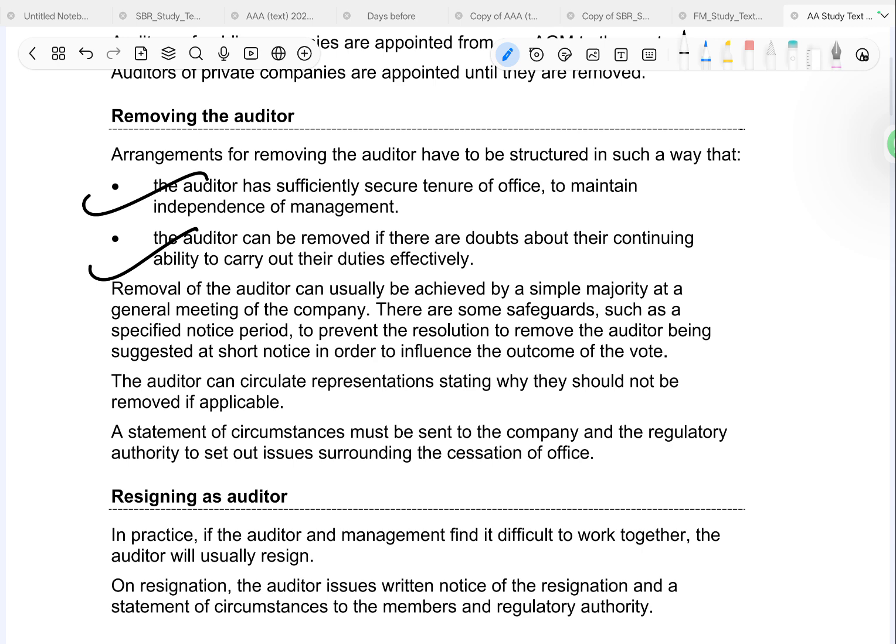This prevents a company from suddenly proposing removal at the last minute to manipulate the vote. Another protection for auditors is that they are allowed to circulate written representations to the shareholders. This means that the auditor can explain why they believe that they should not be removed if necessary. In addition, if the auditor leaves their position, a statement of circumstance must be sent to the company and the regulatory authority. This statement explains the reason behind the auditor's departure, ensuring transparency.